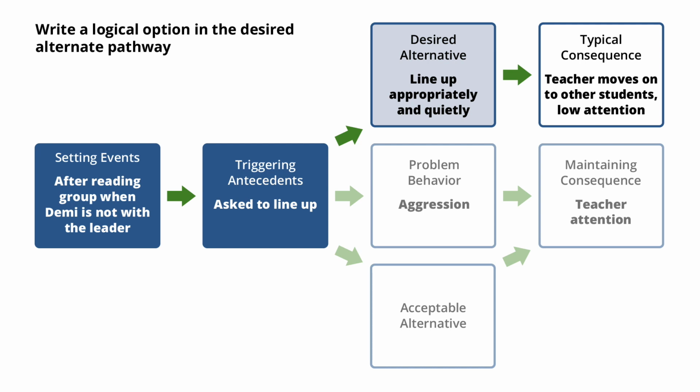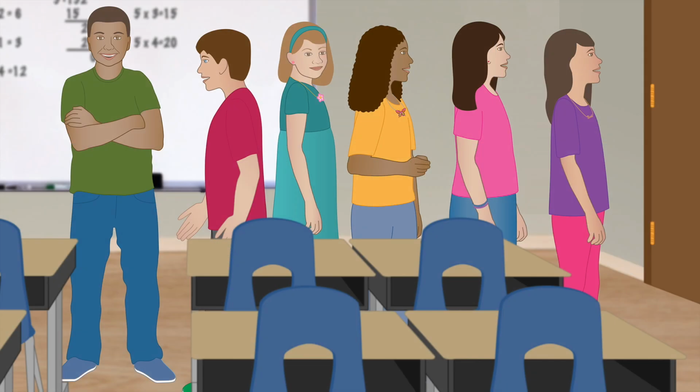For Demi, the desired alternative is that after reading group, when Demi is not with the teacher and she is asked to line up, that she will line up appropriately and quietly.